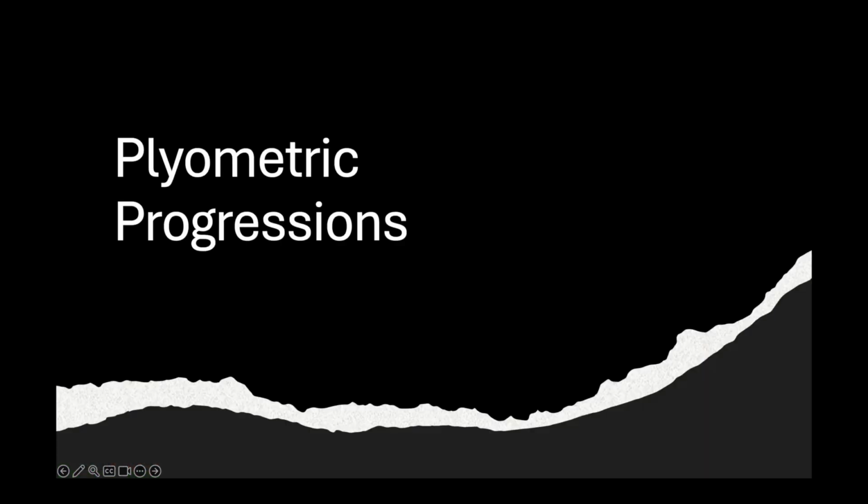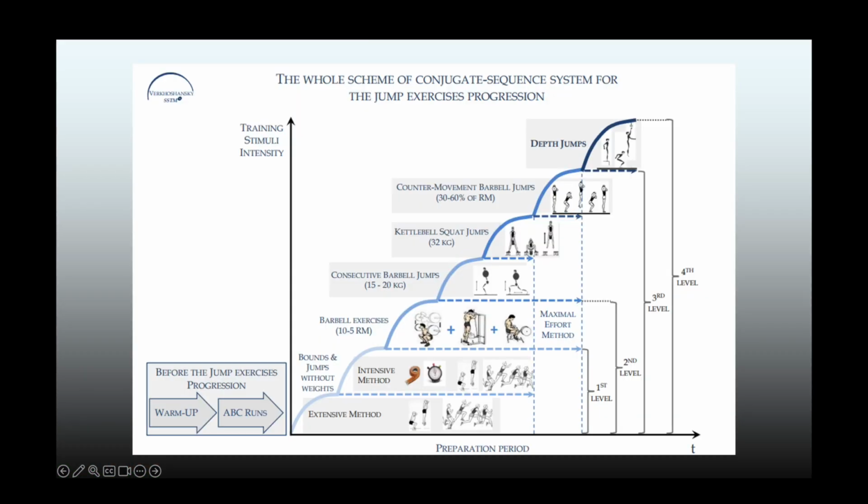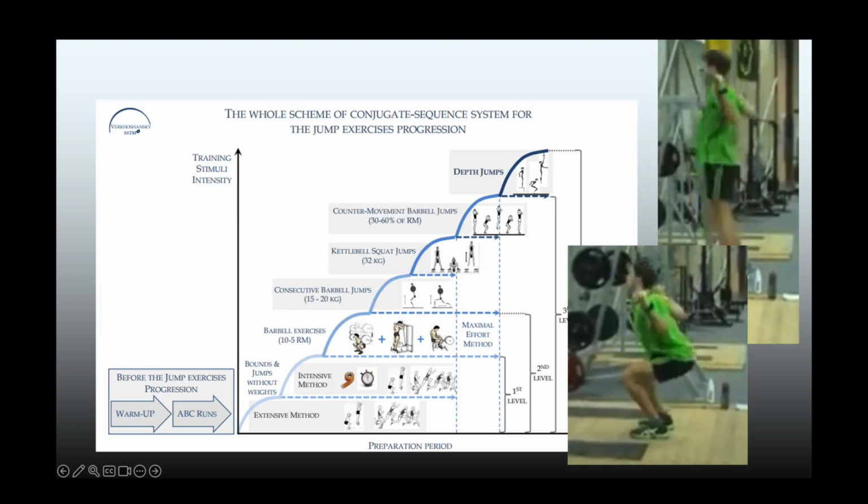So, some more progressions. This is a chart I found on Verkhoshansky's website. I just thought it was interesting, so I want to share it with you guys. Kind of the bottom level they had people doing was bounds and jumps without weights. Then they went into barbell exercises, and then into consecutive barbell jumps, where you're jumping with just the barbell on your back repeatedly.